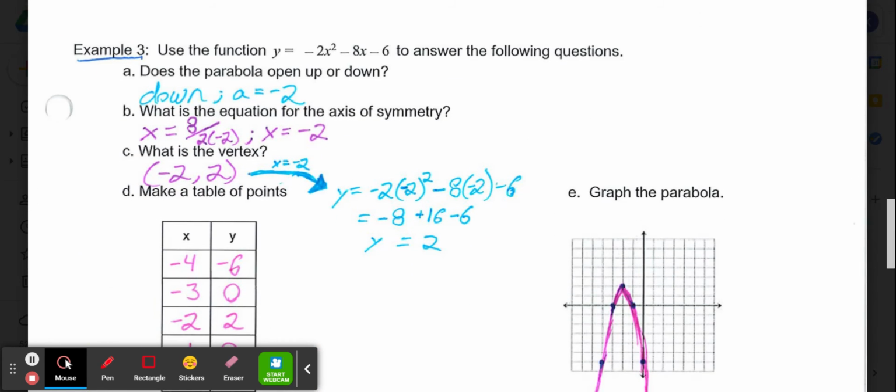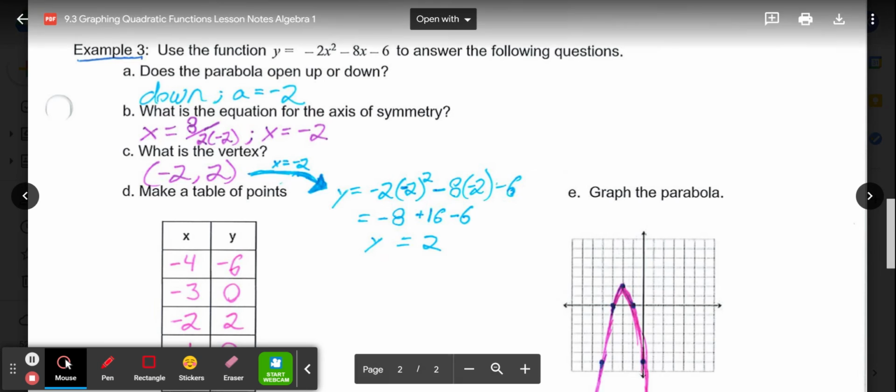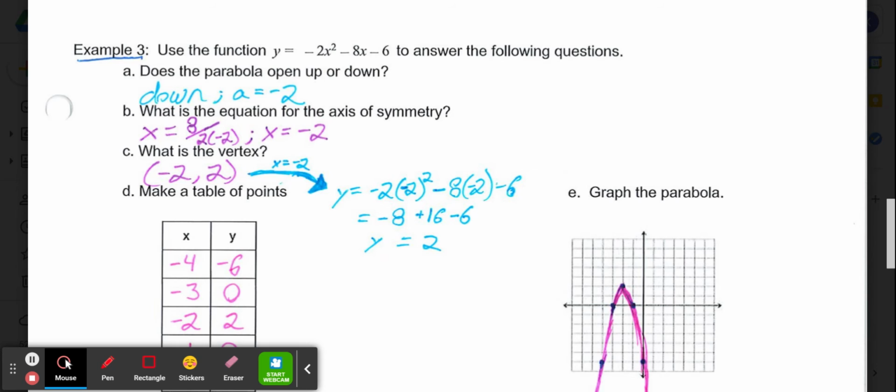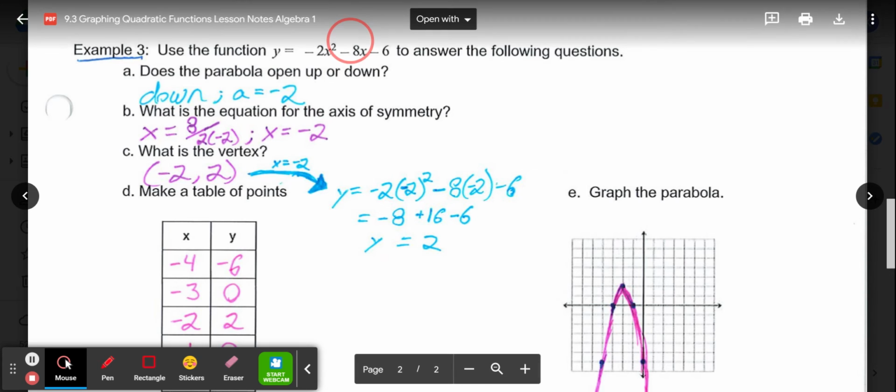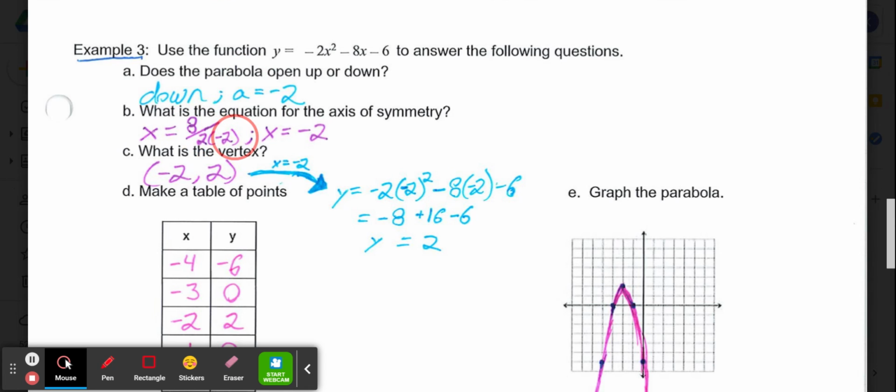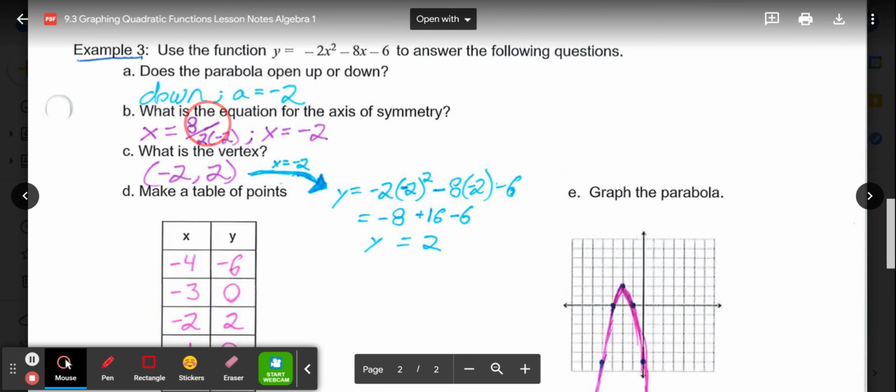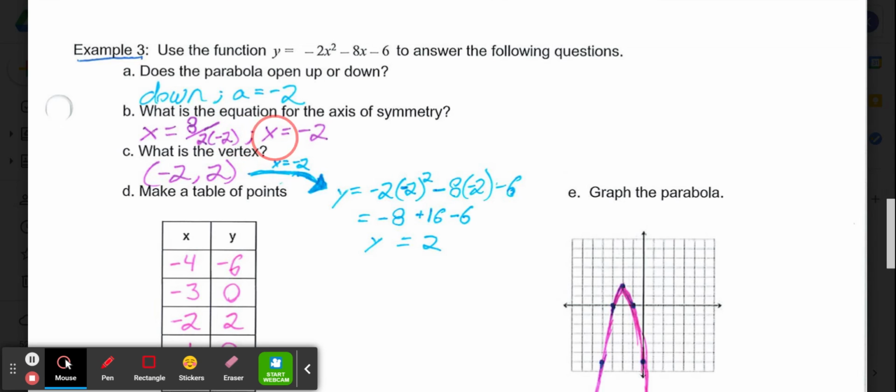Now, example 3. We have a number out in front that's not a 1 or -1. Doesn't matter. Whatever number is in front of x squared is a. So a is a -2, meaning our parabola opens down. For part B, what is the equation for the axis of symmetry? Opposite of b over 2a. So if b is a -8, opposite that would be 8 over 2 times the -2. So that'd be 8 over -4, which gives us -2.